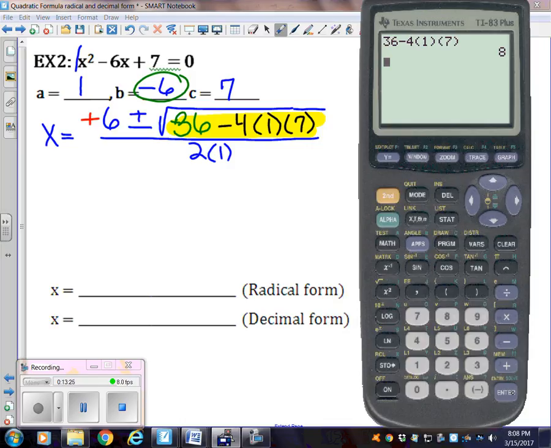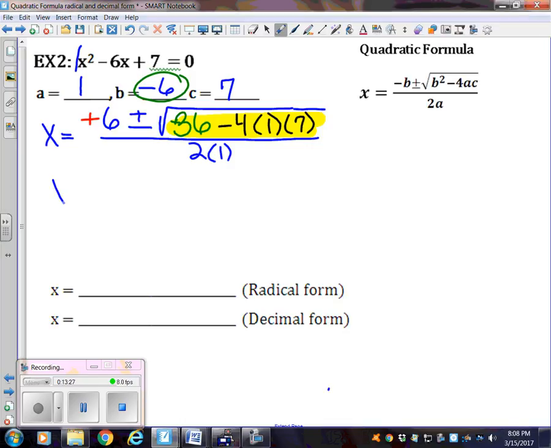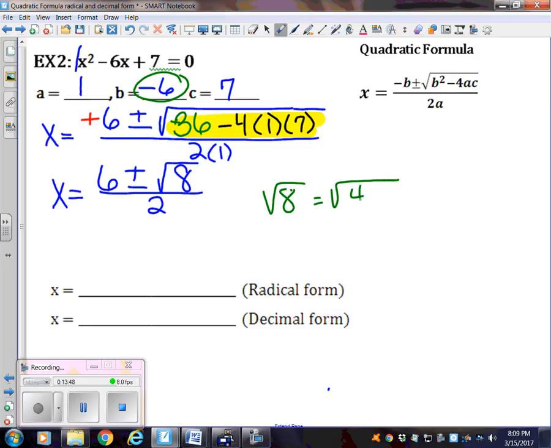So now I can simplify. X equals positive 6, plus and minus is still there, square root of 8, all over 2 times 1, which is 2. Now, there is something we can do. Do you recognize the square root of 8 as a number that would break down into, remember, 4 times 2? And a few days ago, we learned how to simplify. So if you simplify the square root of 4, it comes out as a what? A 2. The 4 is gone. So the square root of 8 is 2 square root of 2.